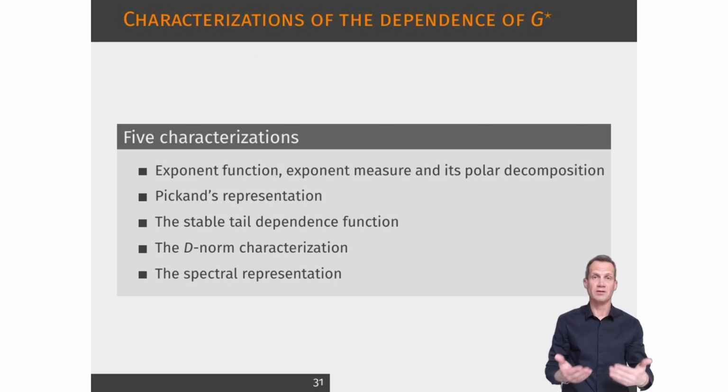The first is through the exponent function and the exponent measure, which give a complete analytical description. The second is Pickands' representation, based on a spectral measure. The third is the stable tail dependence function, which is often useful for statistics. The fourth uses d-norms, giving a norm-based characterization. The fifth is the spectral representation, which interprets extremes as random storms with random magnitudes. These approaches are mathematically equivalent in spirit, but each gives a different insight into extremal dependence.